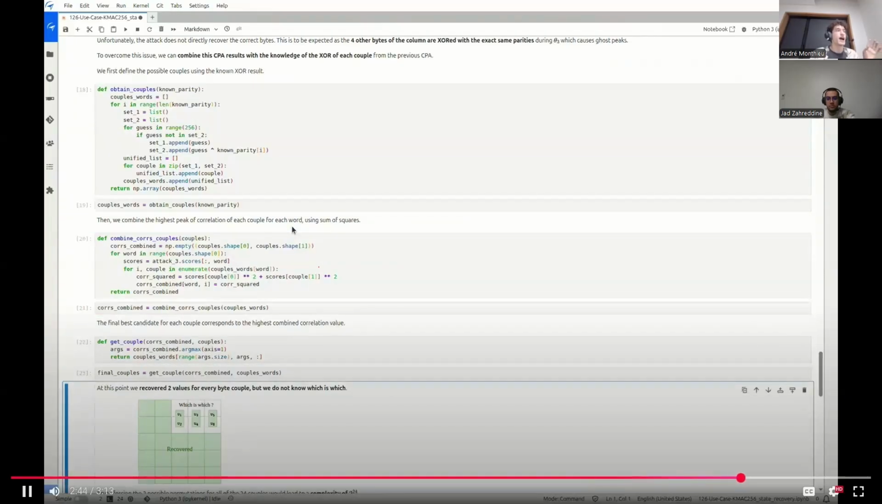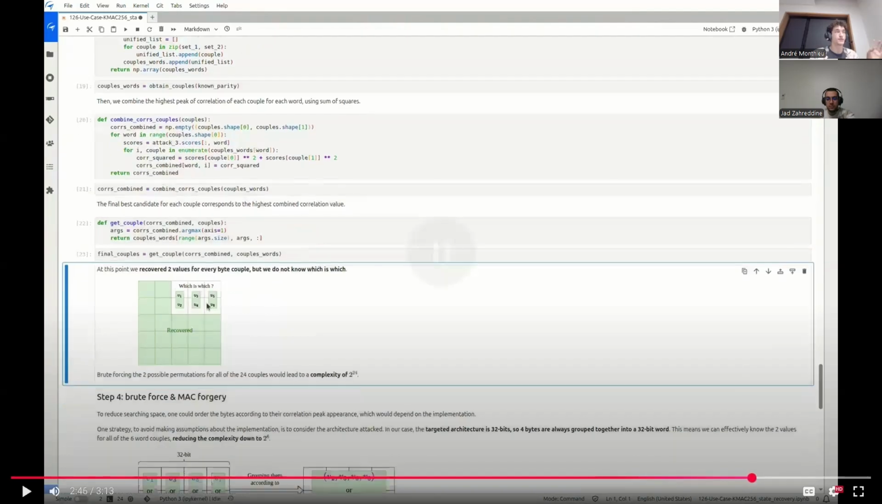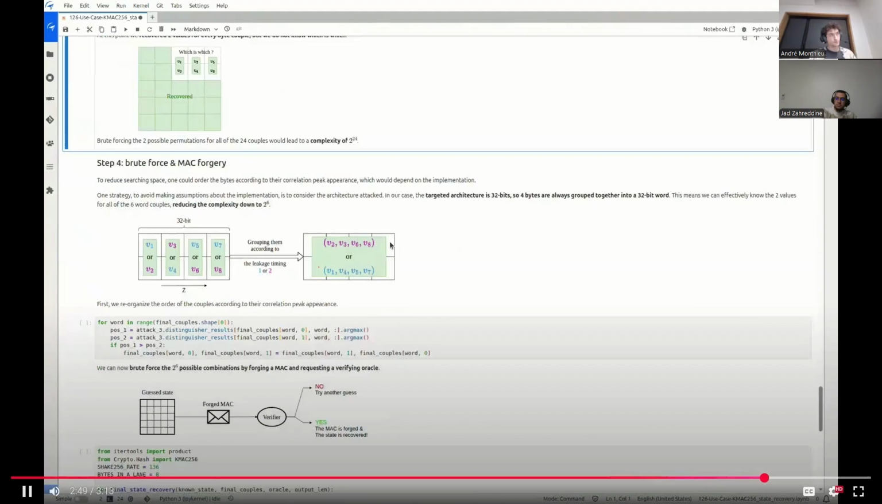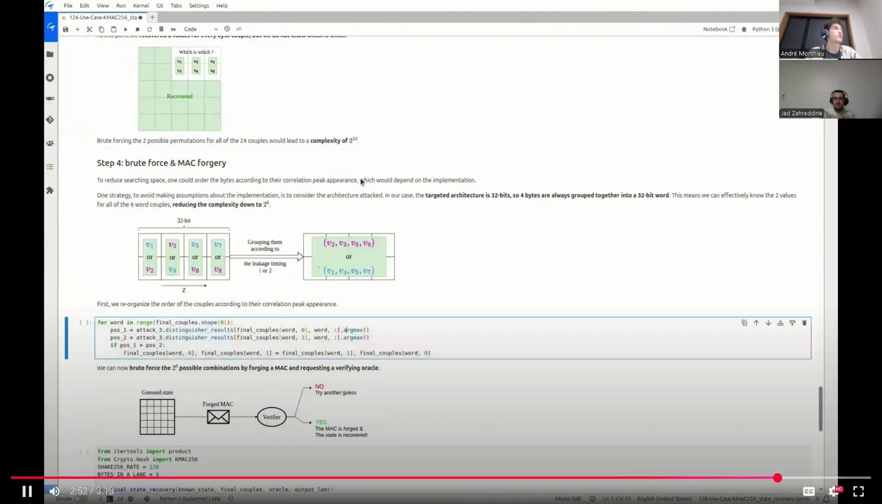So at this point, we have now recovered this part of the state. We have every couple, but we do not know which is which. We know which column they belong to, but we don't know if, let's say here, V1 is at the top or at the bottom. Brute forcing the 2 possible permutations for all of the 24 couples would lead to a 2 to the power 24 complexity, which is doable, but still pretty big. So we are going to reduce that down before performing the final MAC forgery attack. So here we move on to step 4, which is brute force and MAC forgery.